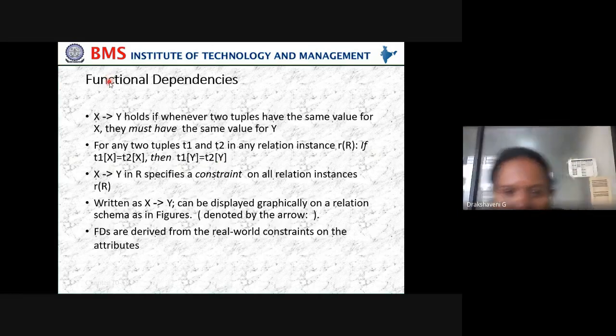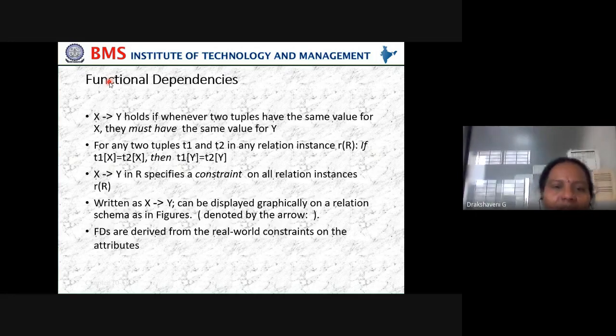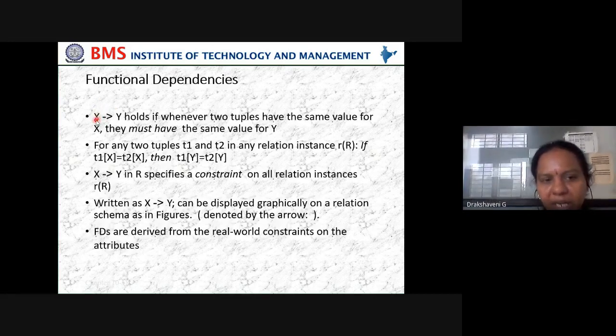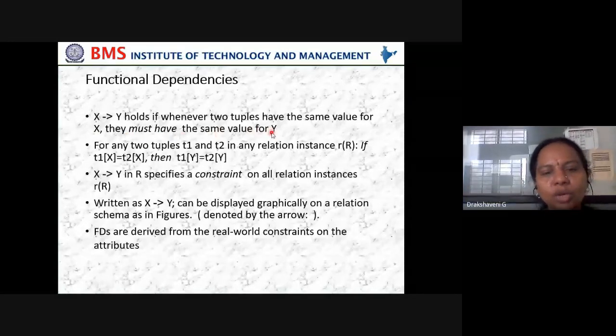So that's what the functional dependency says to us. X is functionally dependent on Y. Now, how do we say social security number is functionally dependent for the employee name, employee birth date, all those details? That's what your X, the primary key, is. It holds if whenever two tuples have the same value for X, they must have the same value for Y.